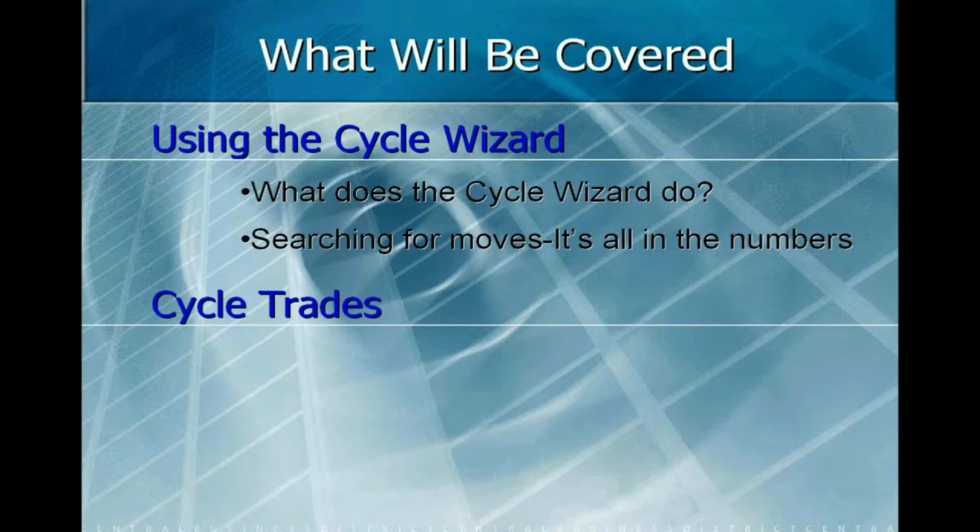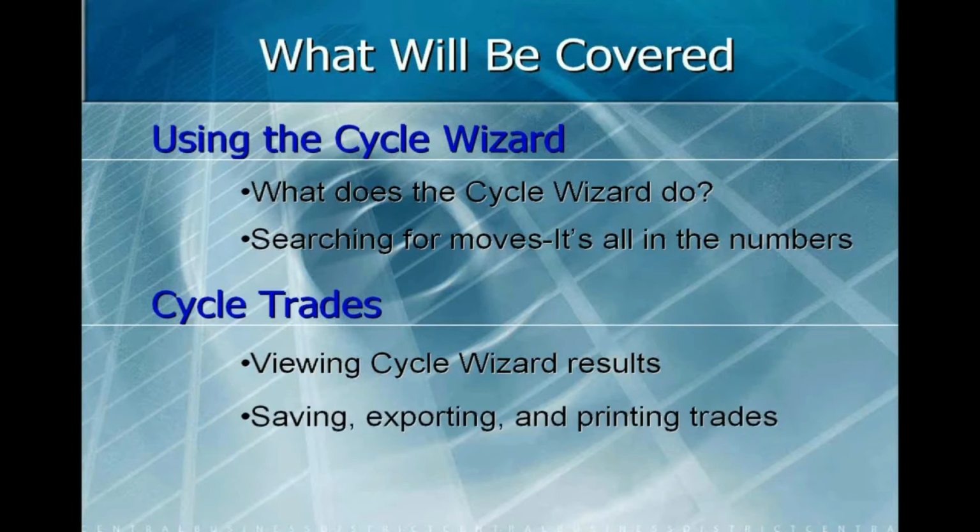Once we've run the cycle wizard, we're going to want to view the results, and typically we're just looking for the current month or the next month out on repeating patterns. And while we're in there, I'll show you how to save those trades or those results, or you can export them to an Excel spreadsheet, and I usually like to print them out on a sheet of paper.